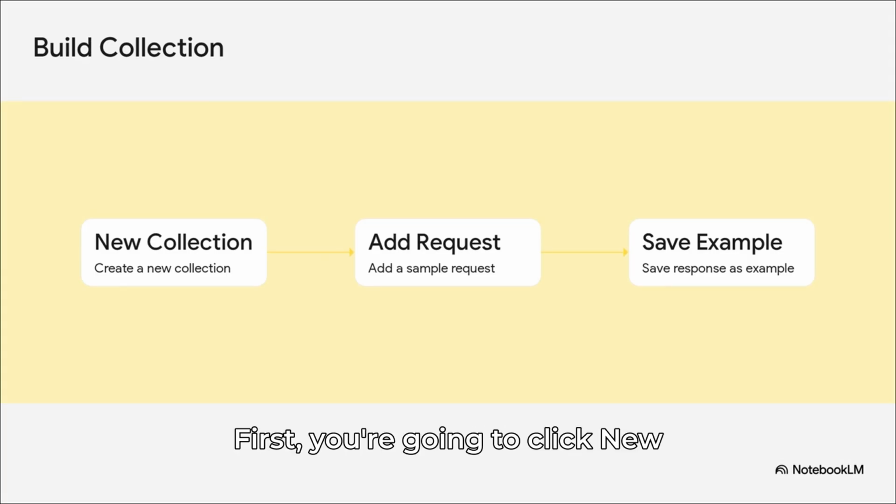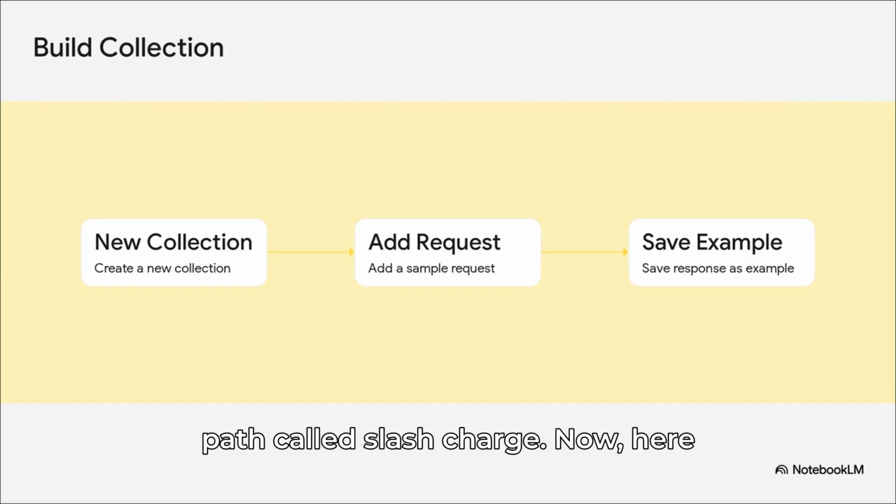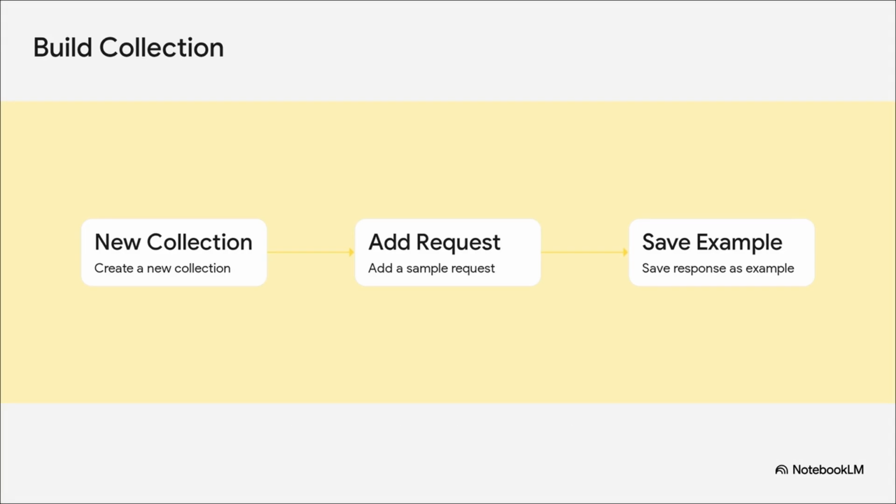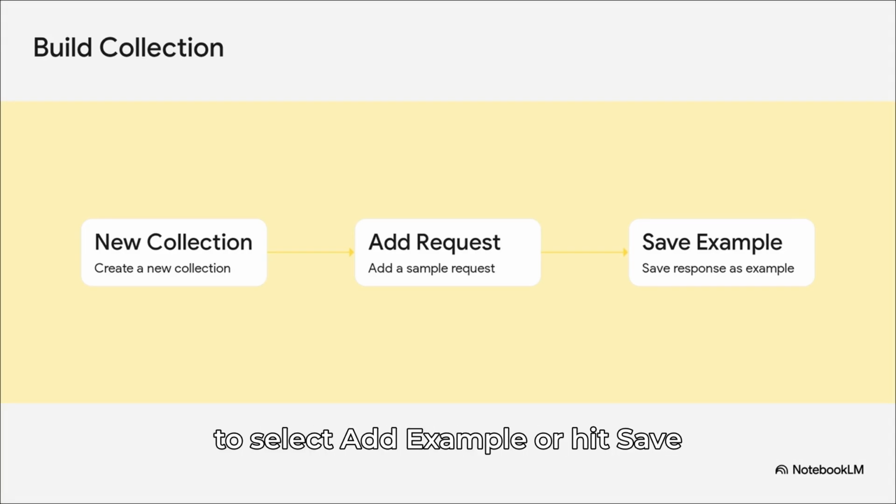First, you're going to click New Collection over in your Postman sidebar and name it something obvious, like Payment API Mock. Next, add a sample request to it. Let's make it a GET request to a path called /charge. Now, here is the absolutely crucial part. Instead of clicking Send, you want to select Add Example or hit Save Response if you've already run a test. This saved example right here is what acts as the foundational contract for our mock.